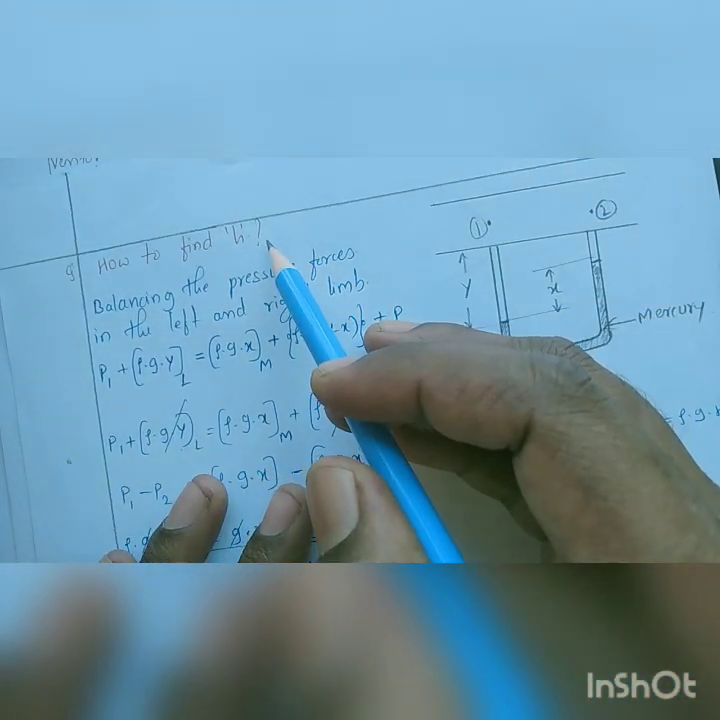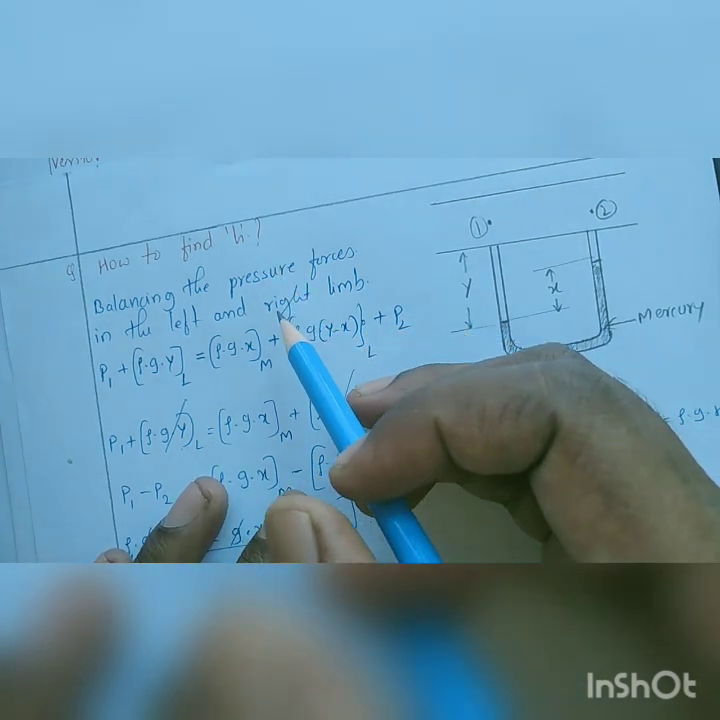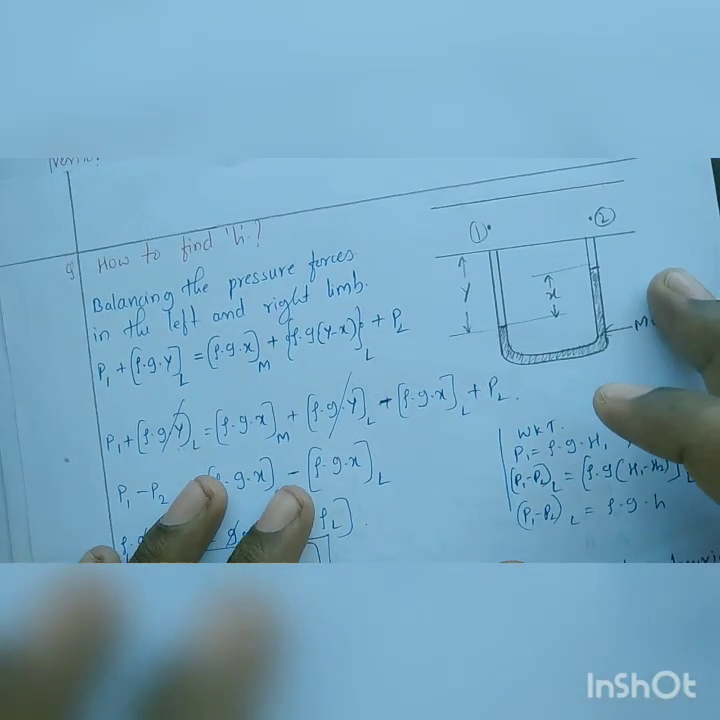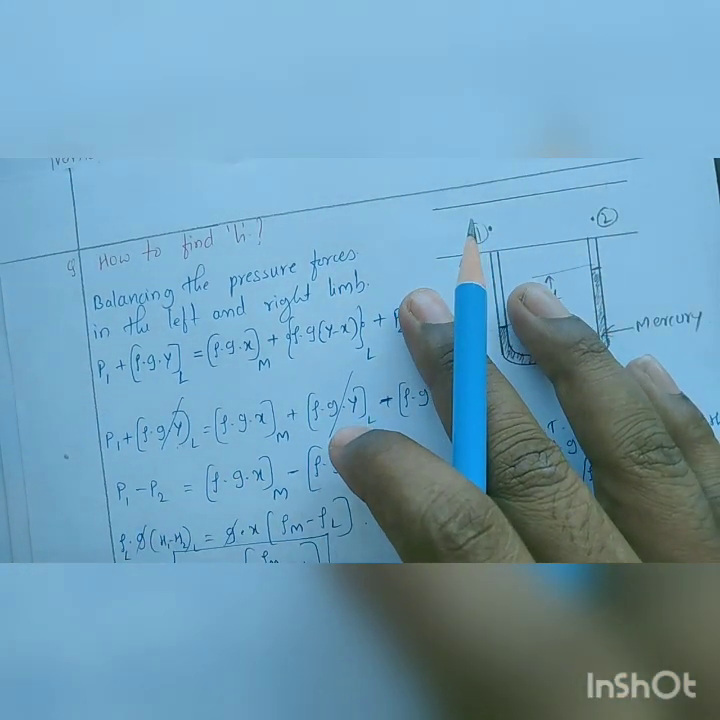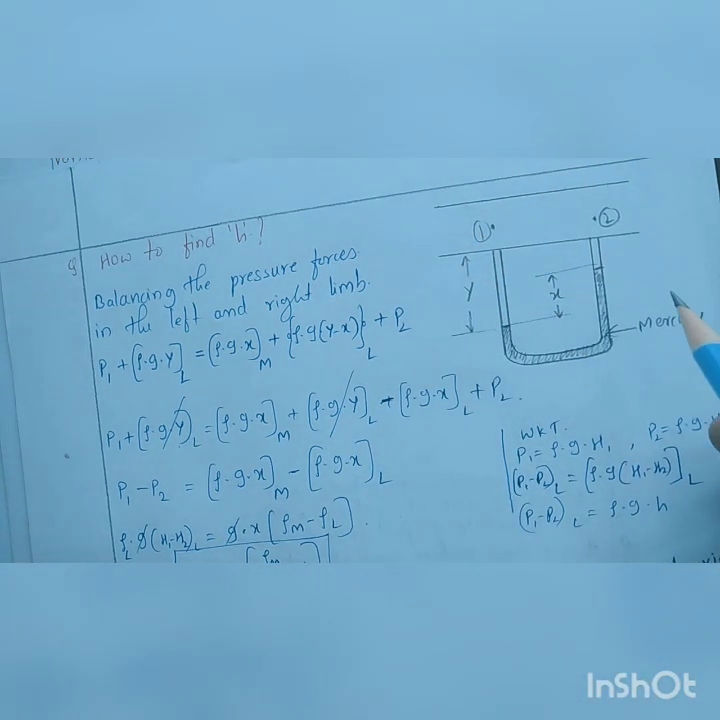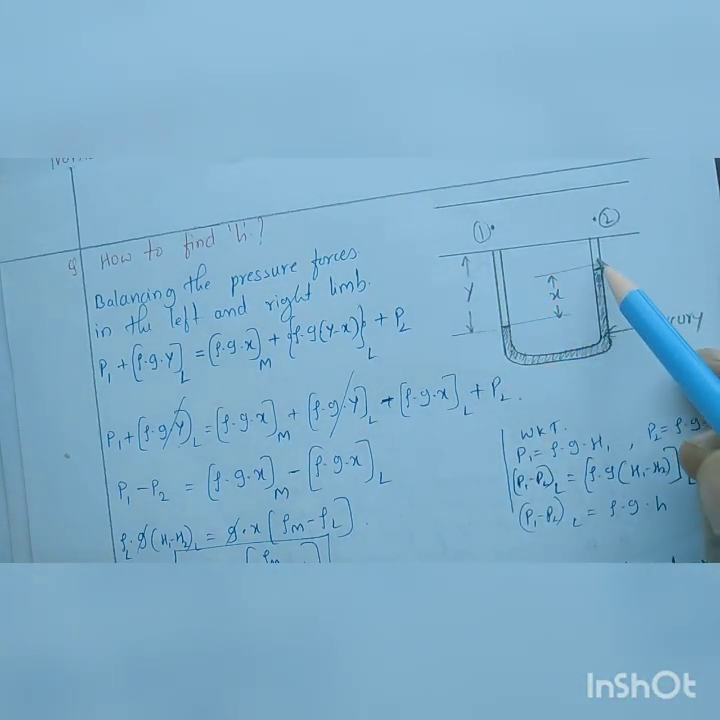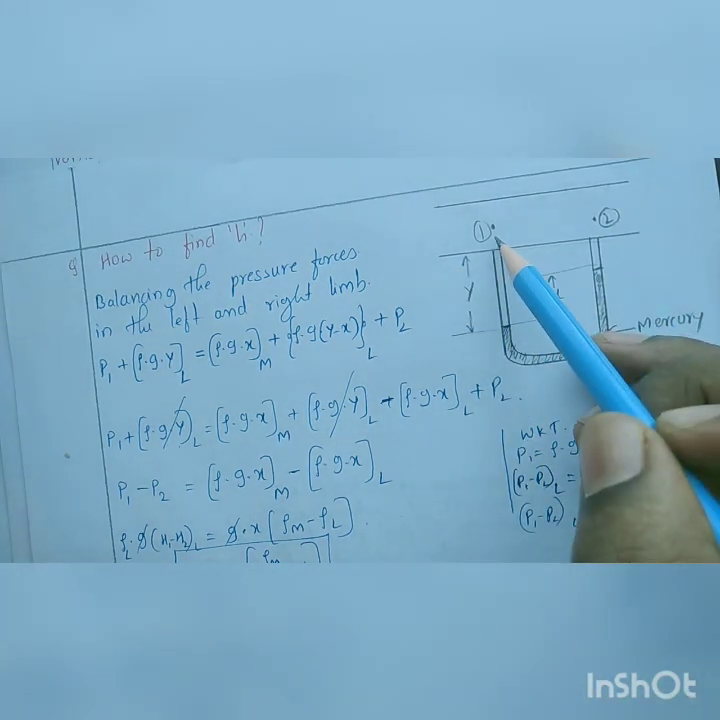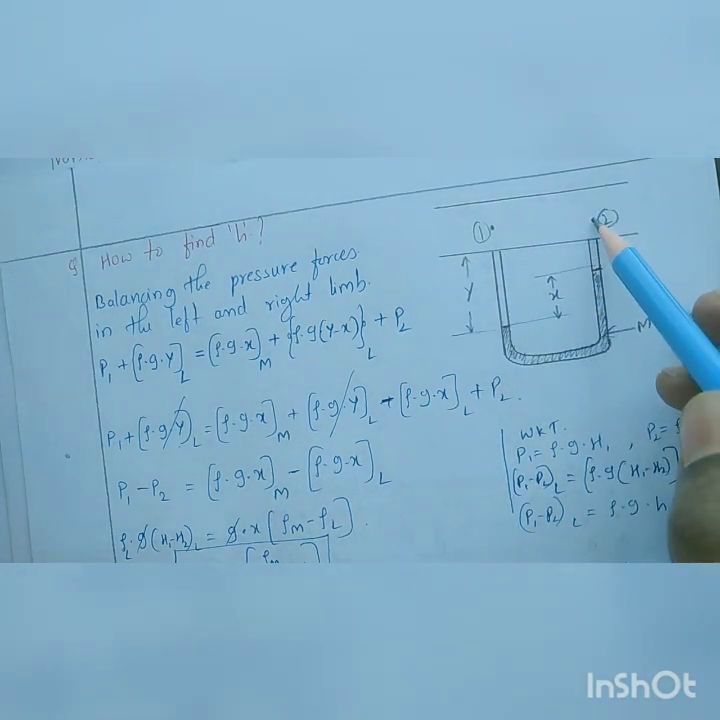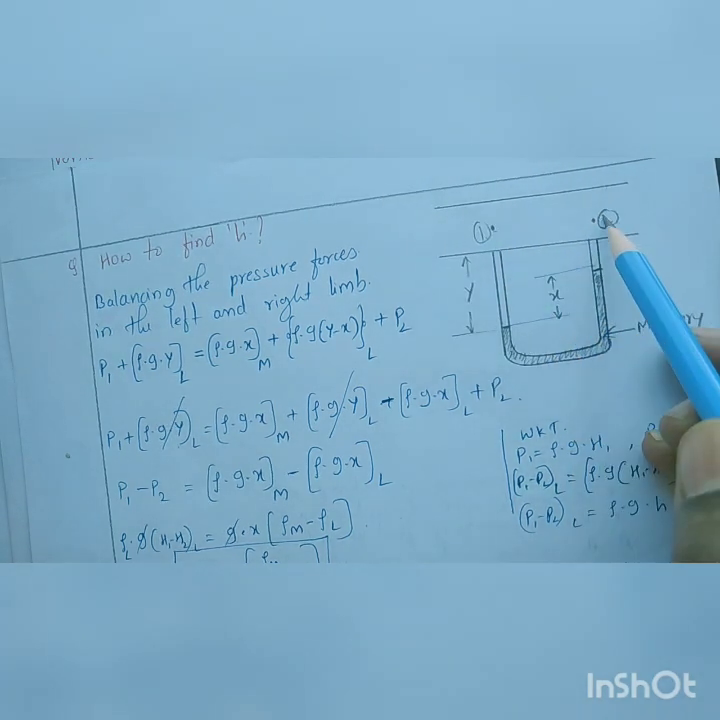I am taking the example of mercury. Once we find the expression, we'll make it a general statement. This has already been discussed in the manometer chapter. Now let us suppose there is a pipe and I have fixed a U-tube manometer. I call these section 1 and section 2. I would like to know the pressure difference between these two, P1 minus P2.